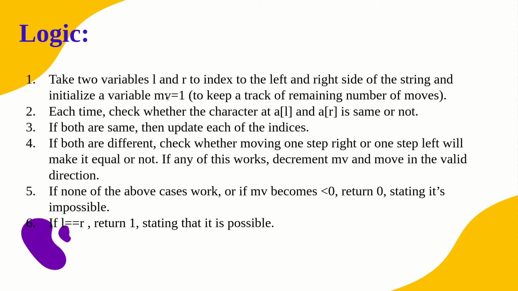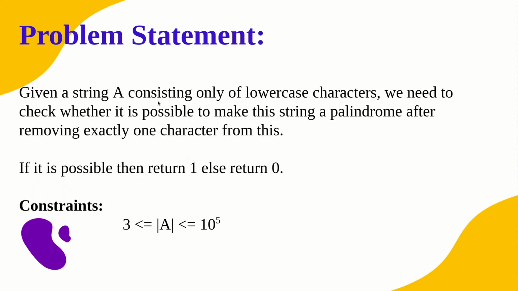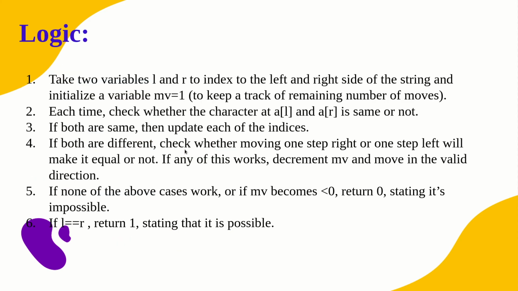Now let's understand what we are using this mv variable for, which is initialized to 1. So let's come back to the problem statement. It states whether it is possible to make this string a palindrome after removing exactly one character from this. So after removing exactly one character means we need to keep a track of how many characters we are removing.